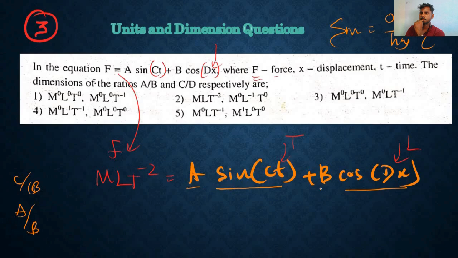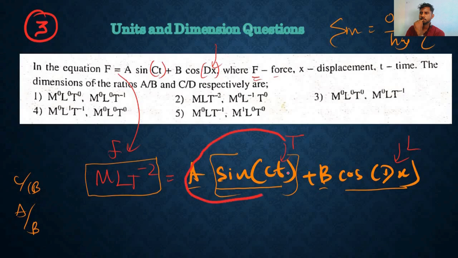Only A and B will have dimensions. So that means the dimensions of A have to be equal to the dimensions of F, because when adding, dimensions must be equal. Remember these things: when adding, dimensions must be equal. So the dimensions of this value should be equal to the dimensions of this value. Then only we can add them, and both should be equal to 4, right?